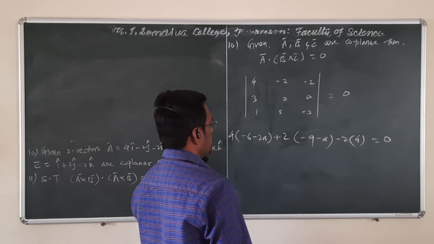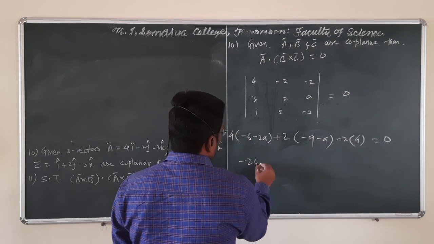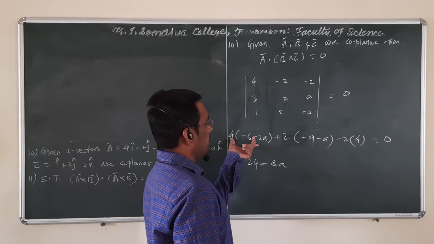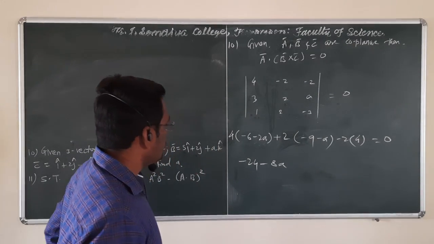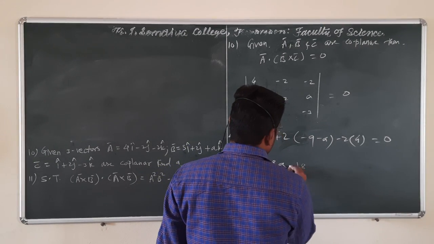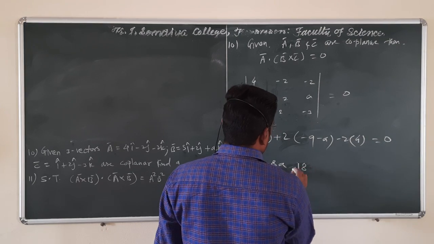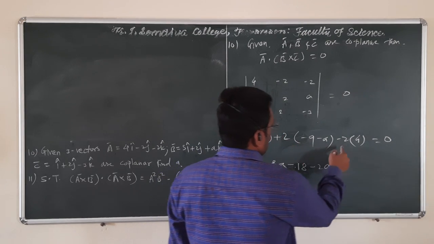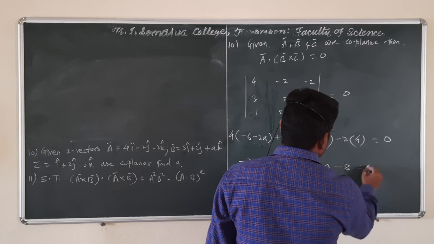This is equal to 0. Now see, first term is minus 24, and minus 8a if you multiply this 4 to this bracket. So next terms, minus 24 minus 8a minus 18 minus 2a, and minus again 8. This is equal to 0.